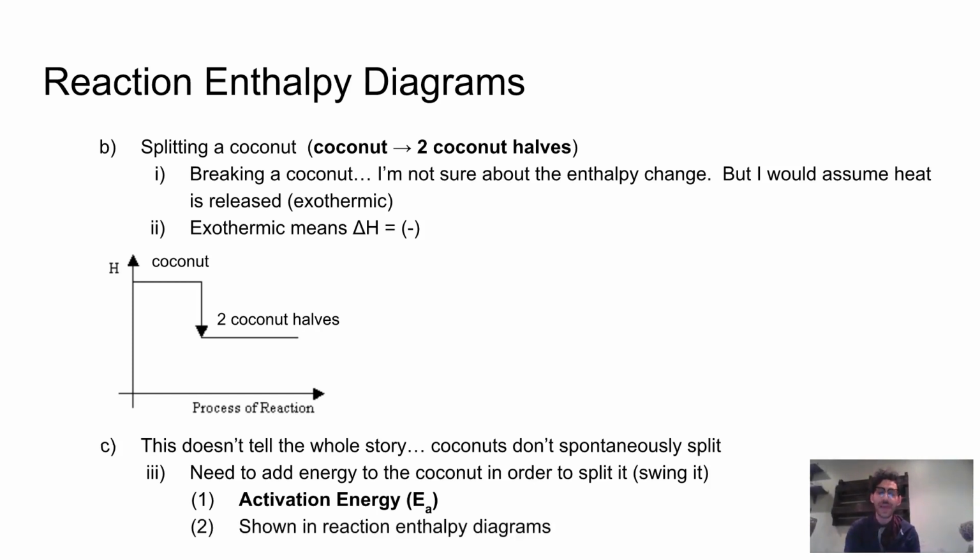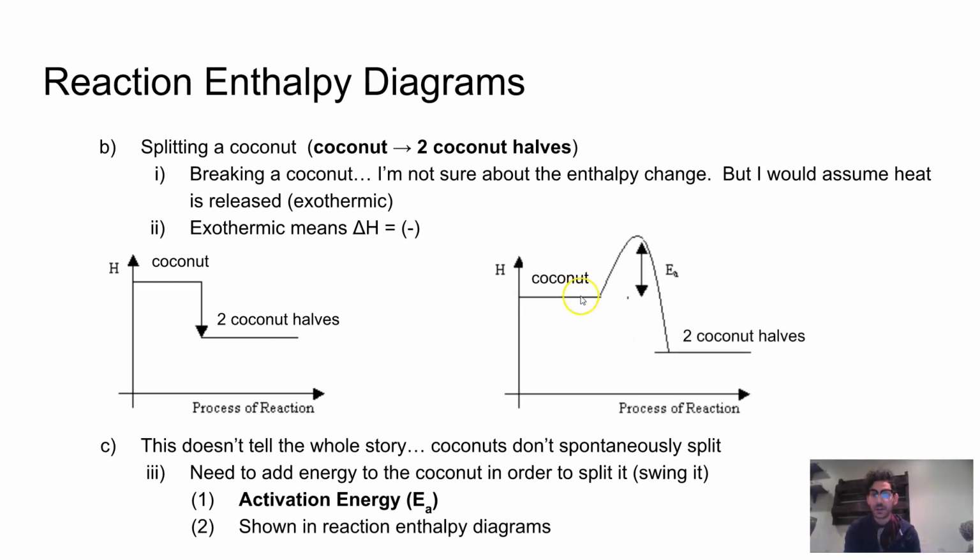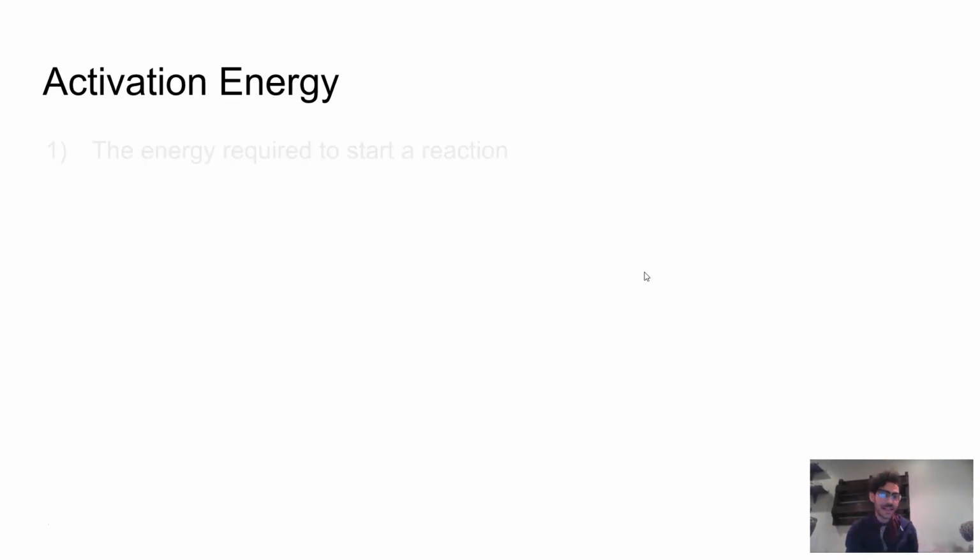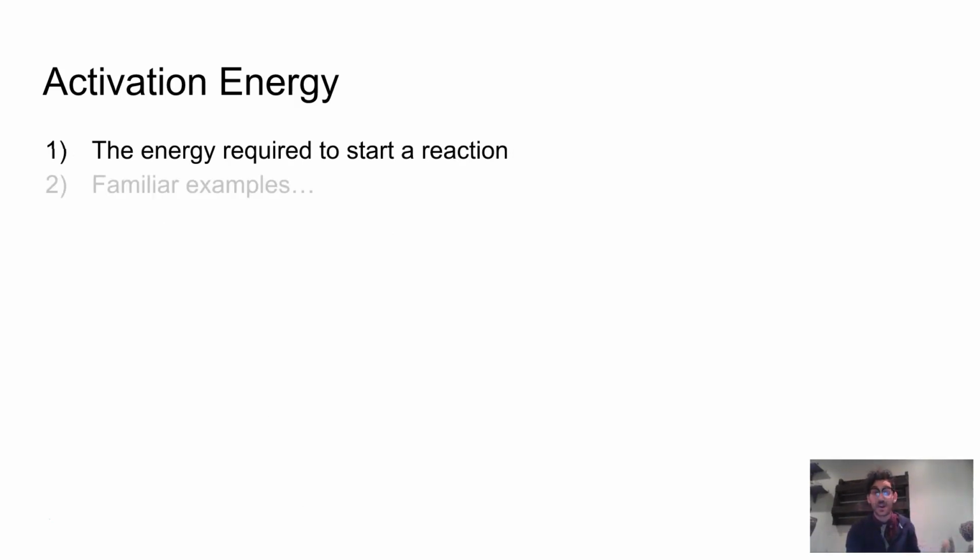So if I wanted to show that on my reaction enthalpy diagram, I would show it as a little hill that I've got to rise over before I can get to my product. So that's my activation energy, the energy that I have to put in to make this reaction go. And this happens a lot in real life. Activation energy is the energy we need to start up a reaction.